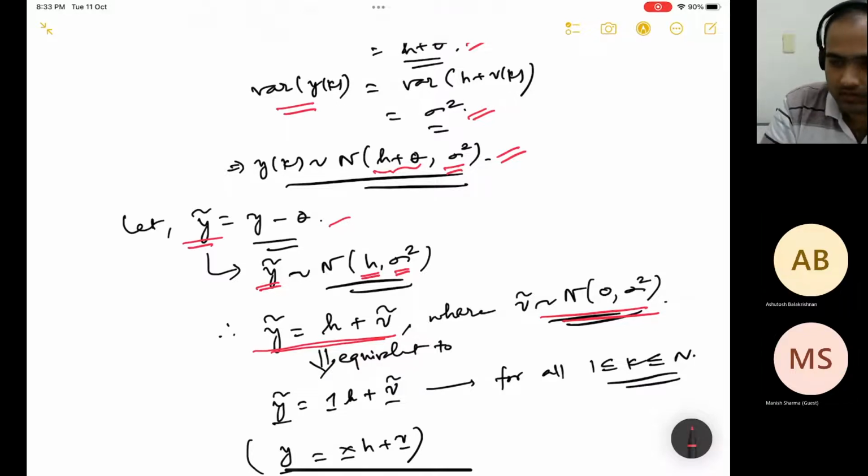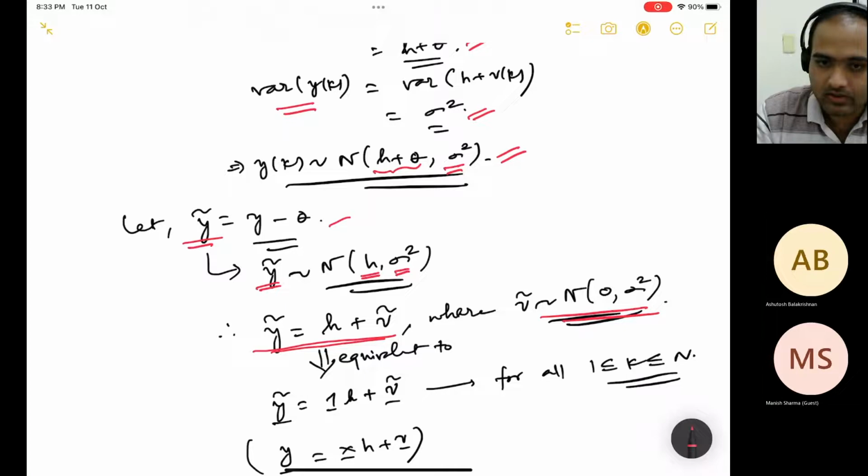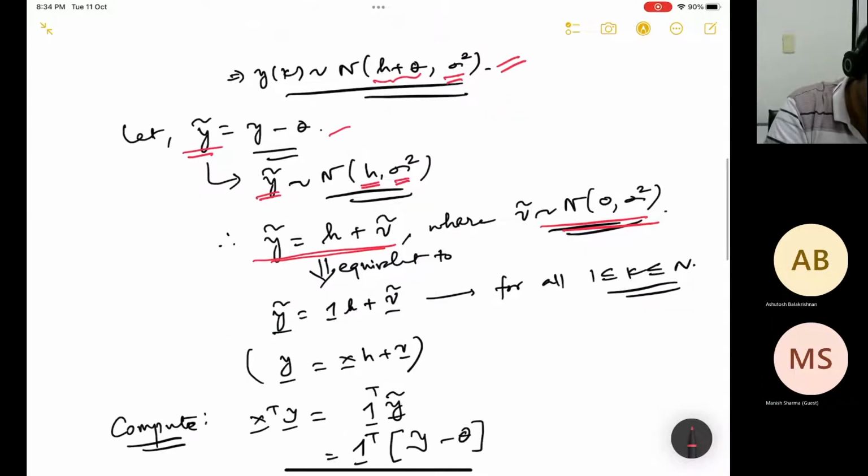Initially we had a symbol y in which the noise was mean shifted, and we modified our observation y to y tilde such that the noise is now zero mean, and the variance is still sigma square. So basically our main aim is to bring the noise to zero mean, sigma square variance. Now, if you see this equation, y tilde is h plus some v tilde.